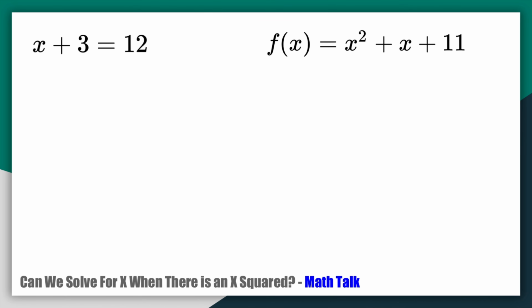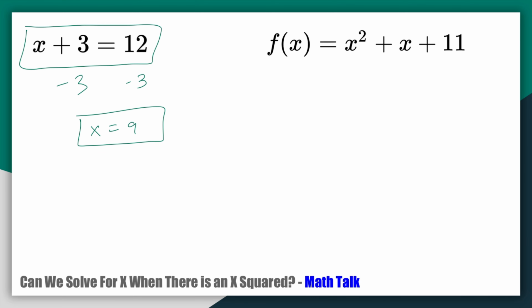So let's start with the math talk. Can we solve for x when there is an x squared? Okay, and I bring up this point because on the left here, for x plus 3 is equal to 12, if I told you to solve for x, you would pretty much know what to do, right? Minus 3, x is equal to 9, right? To solve for a variable means to get the variable by itself.